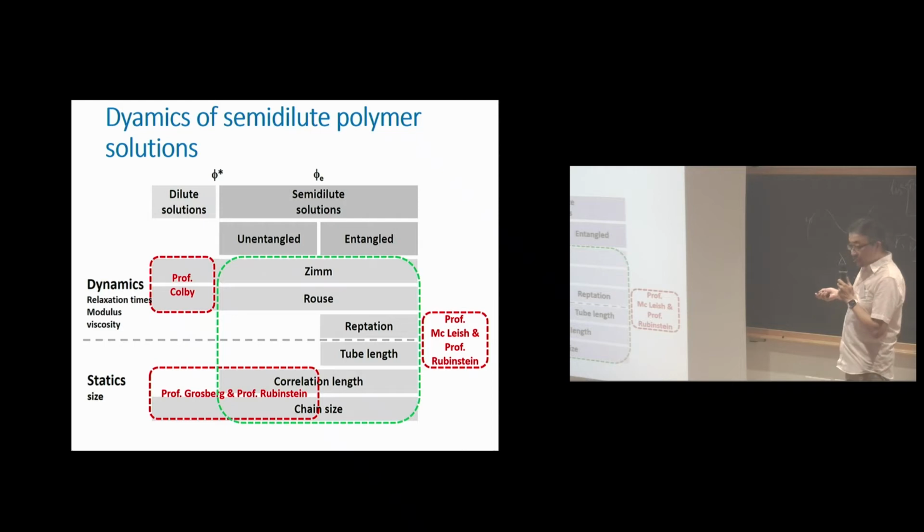Professor McLeish and Professor Rubinstein today talked about reptation and the entanglement tube, so I go further to study the concentration dependence of this reptation and the tube length. For the static part, of course, Professor Grosberg and Professor Rubinstein have already talked about the chain size of a real chain, and the correlation length has already been introduced. So I'm going to show you how these lengths and these dynamics depend on the polymer concentration. Since I'm talking about semi-dilute solutions, the overlap concentration and the entanglement concentration should be here.